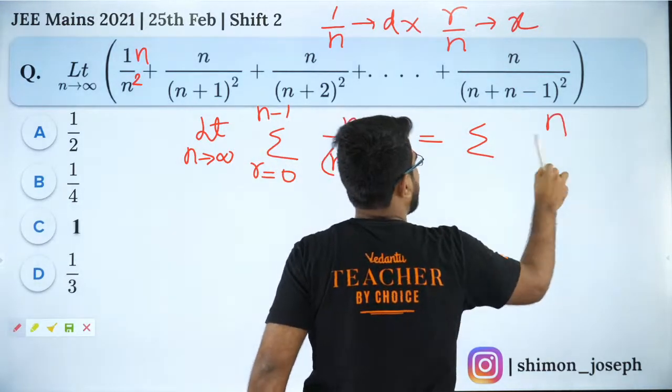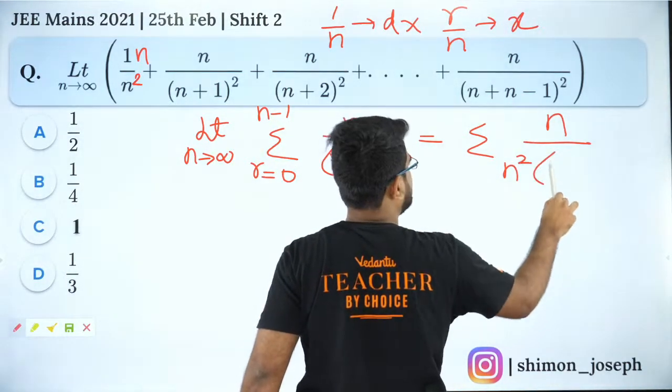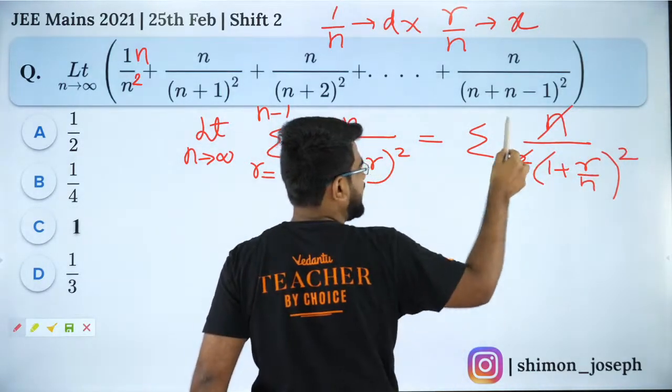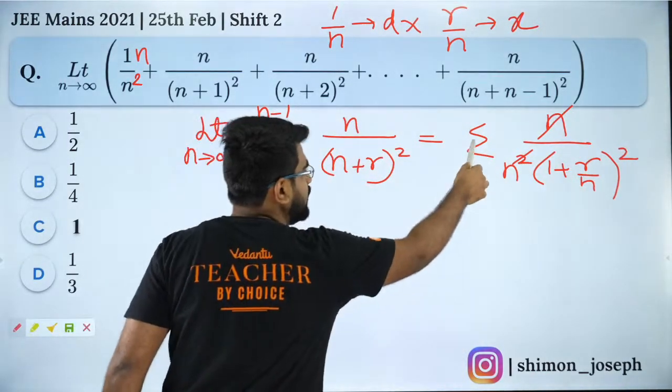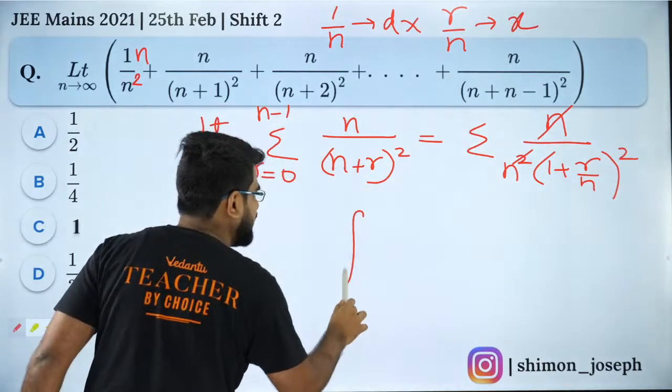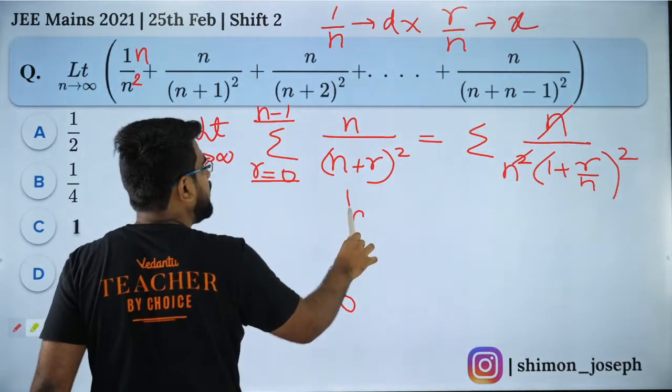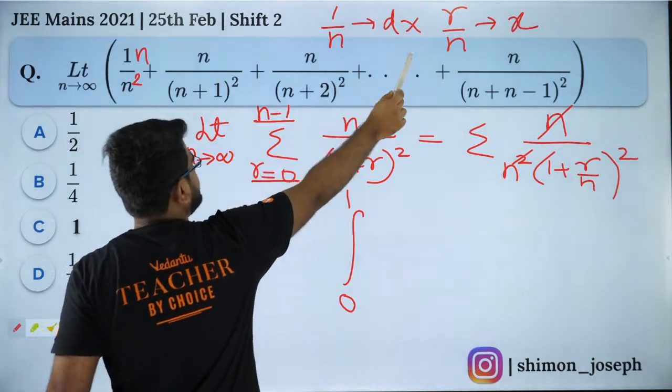So if I take n square common from the denominator, I will be left with 1 plus r by n the whole square. So 1 by n and 1 by n will get cancelled out. So sigma will become integral. r = 0 means the lower limit is 0. r = n means the upper limit is 1, because r by n is my variable.